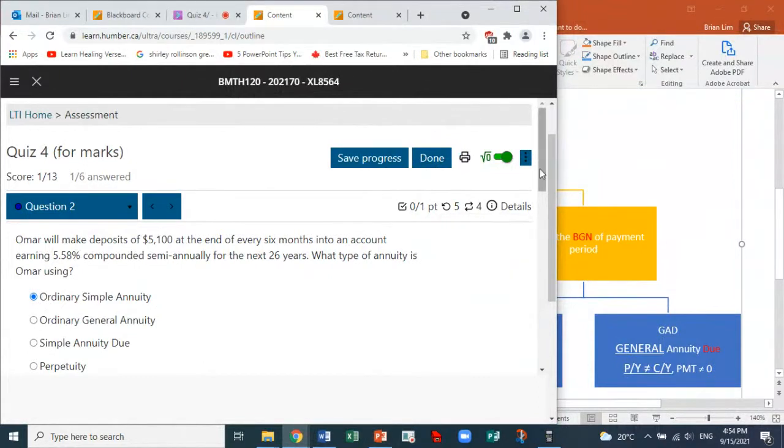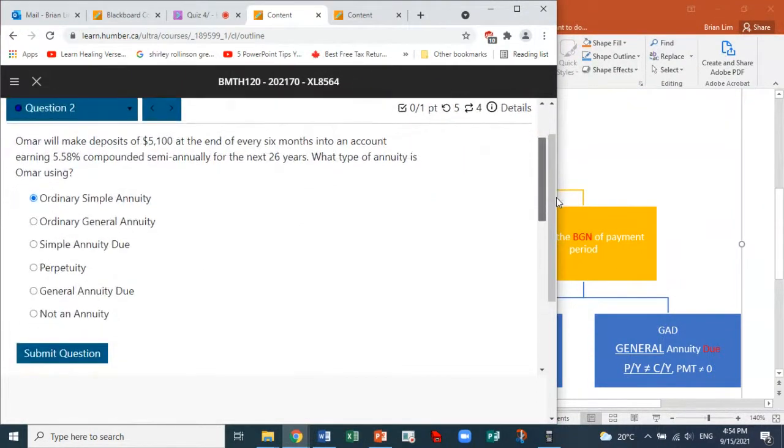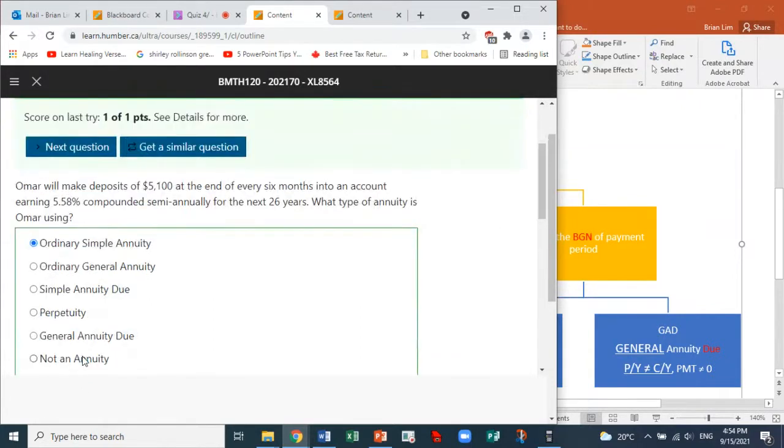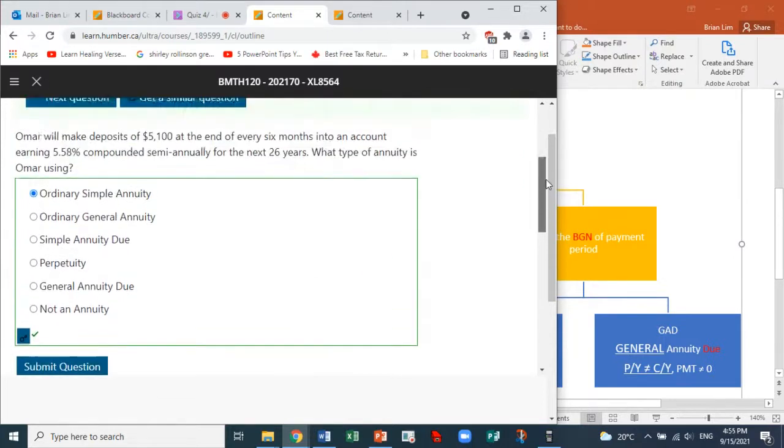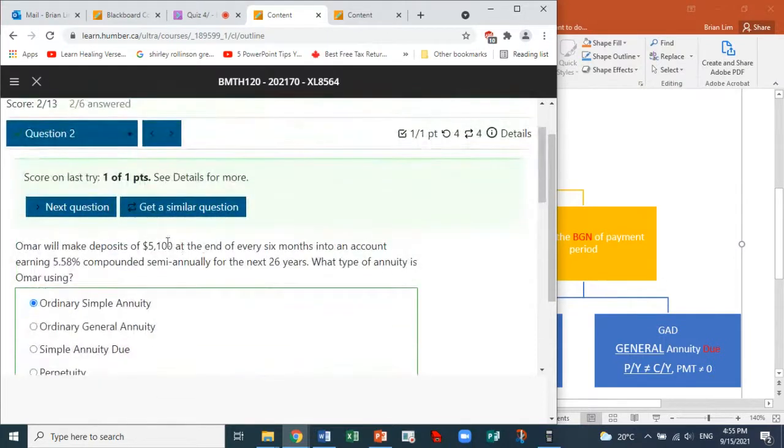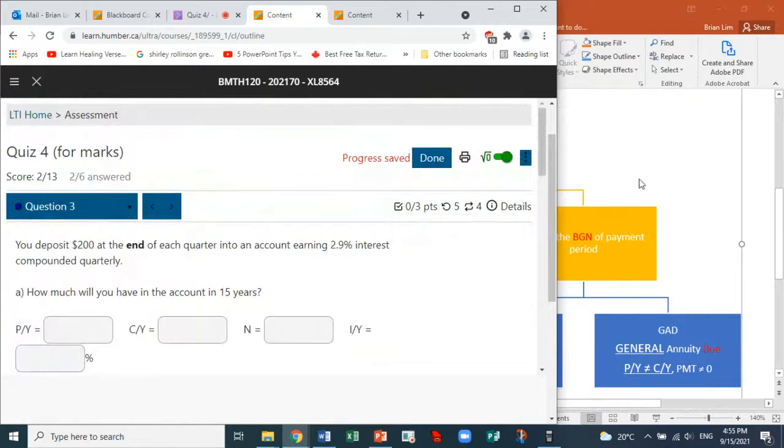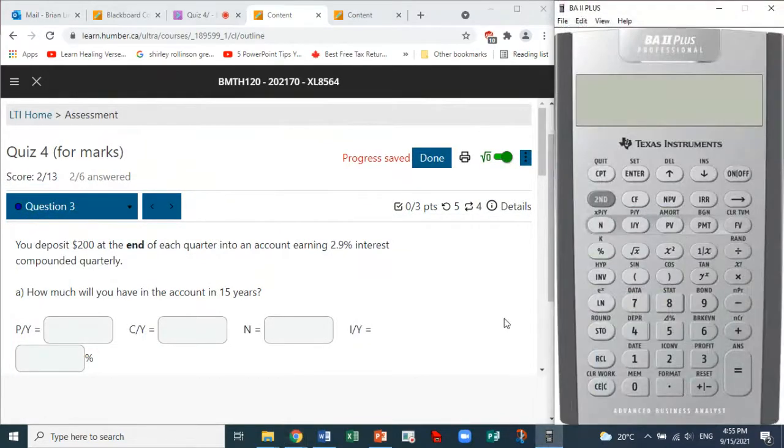So there we are, question number 2, and we submit, and the answer is correct. All right, so next question. Okay, so that is 1 and 2. I don't think we need that anymore. Okay, we can bring up the calculator now.